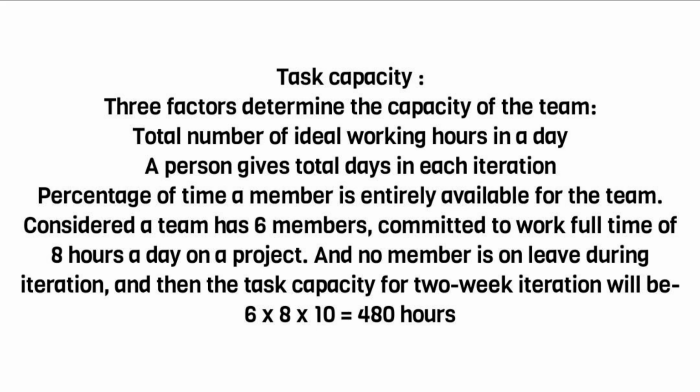Task capacity. 3 factors determine the capacity of the team. Total number of ideal working hours in a day. Total days a person gives in each iteration. Percentage of time a member is entirely available for the team. Consider a team has 6 members, committed to work full-time of 8 hours a day on a project, and no member is on leave during the iteration. Then the task capacity for a 2-week iteration will be 6 times 8 times 10, which is equal to 480 hours.